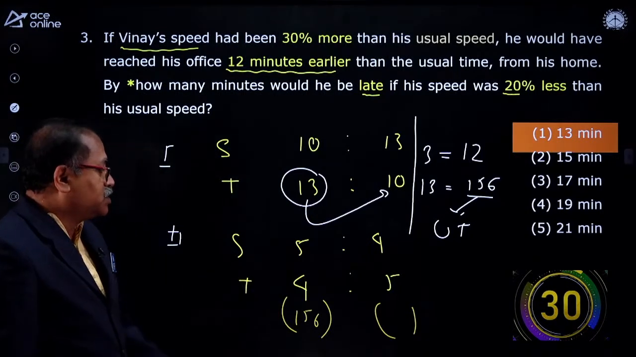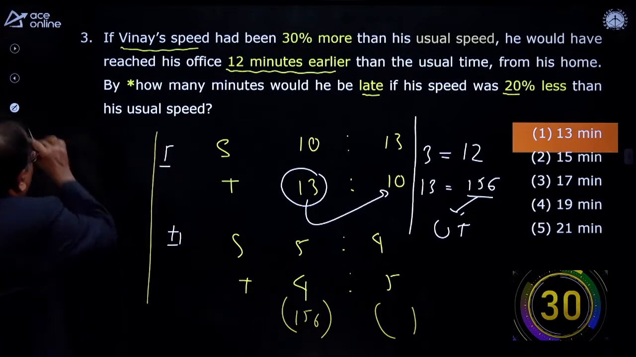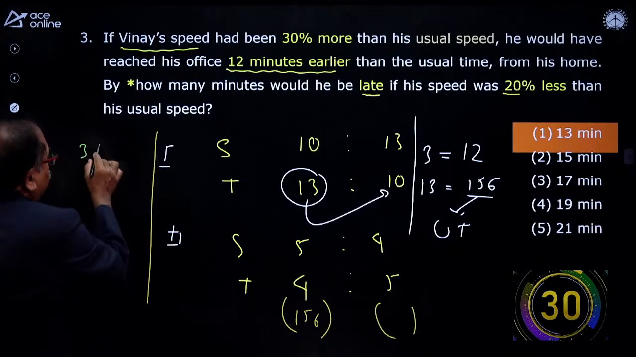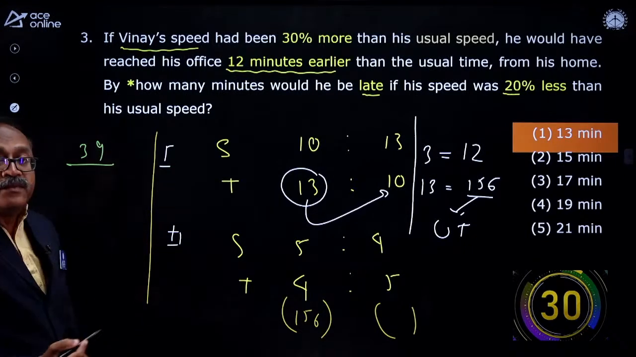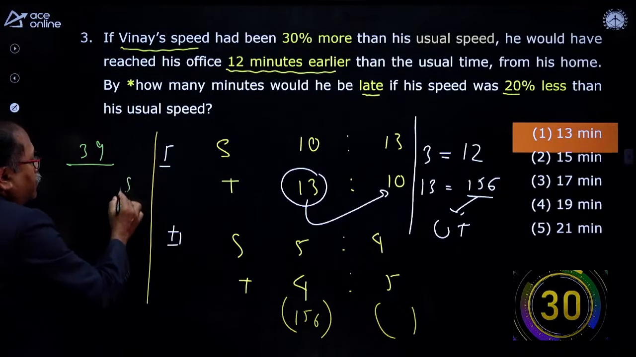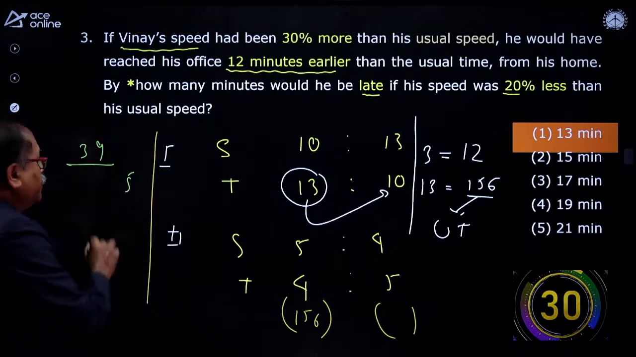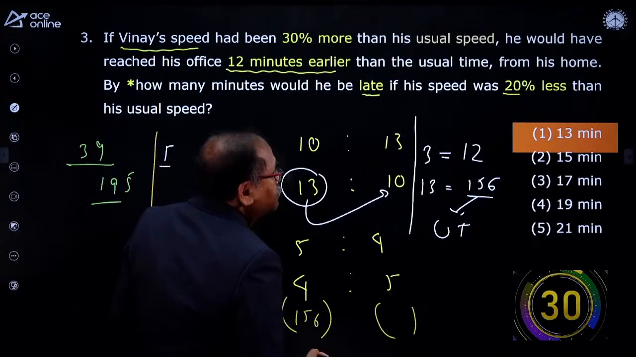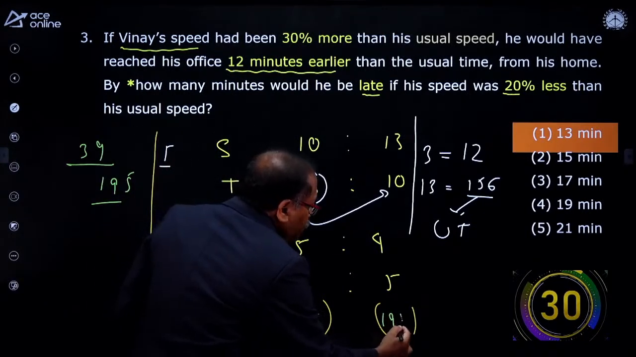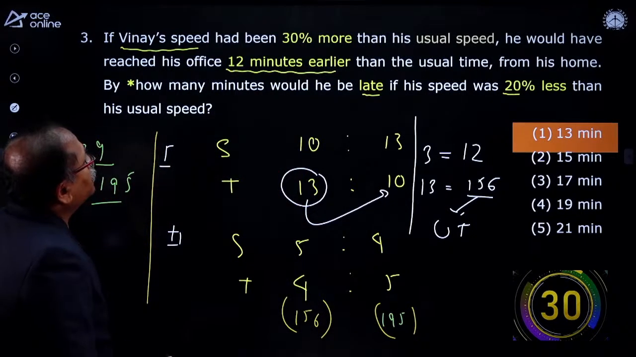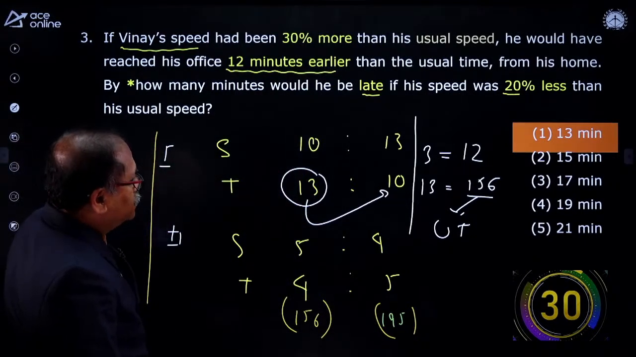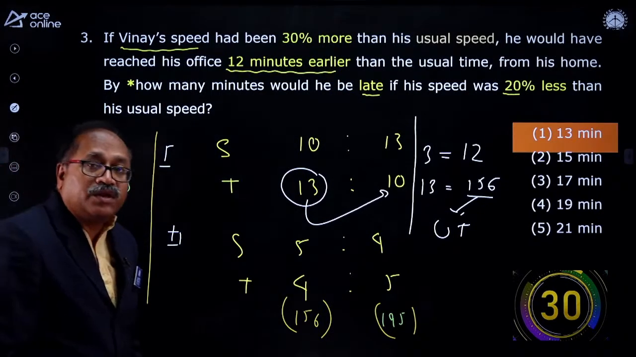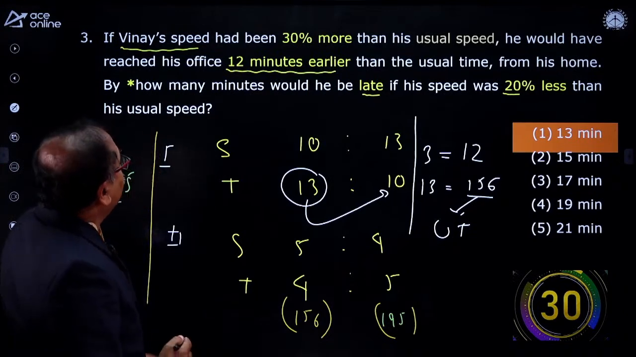So you know that we divide this by 4. When I cancel this one, what happens? Look at this part. Divide by 4: 4 3s are 12, and 4 9s are 36. So that is 39. 39 into 5: 5 9s are 45, carry 4, and 5 3s are 15 plus 4 is 19. It will take 195 minutes. Okay.